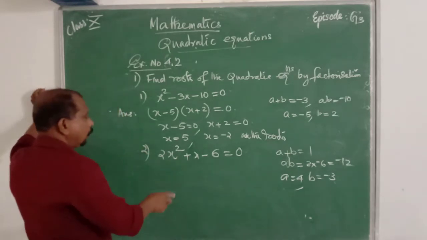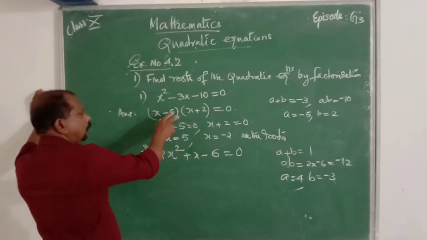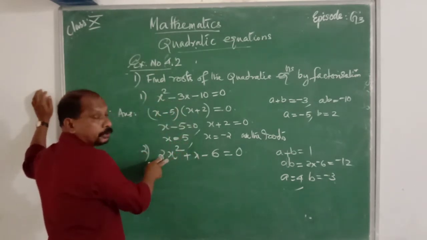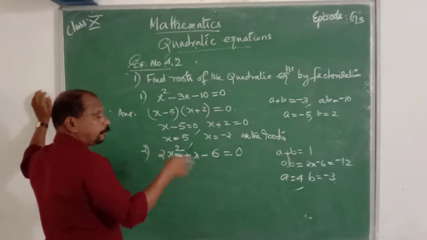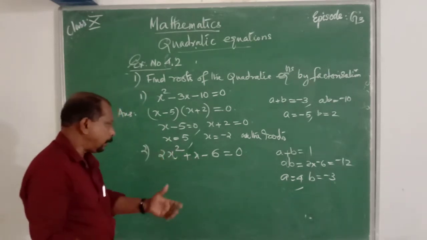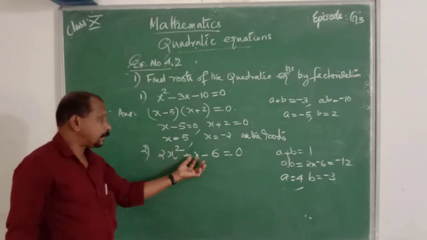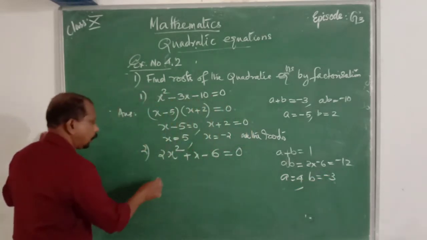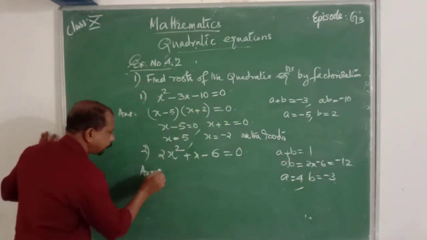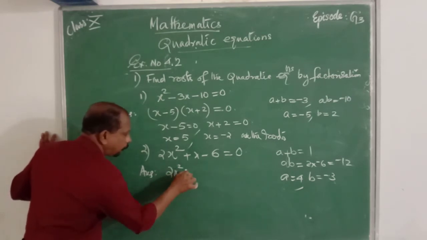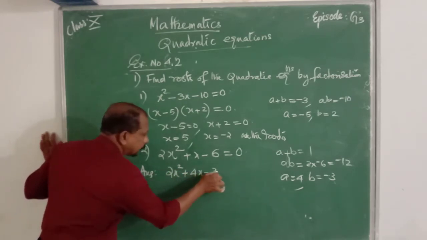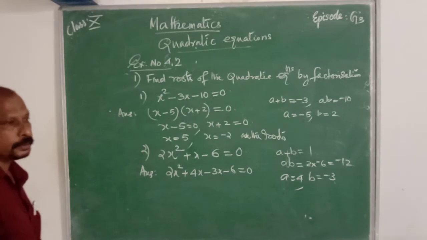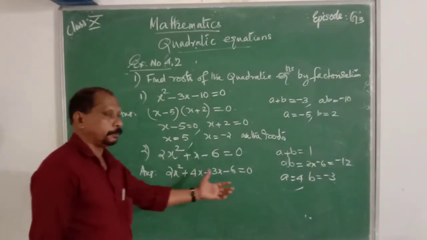In this type, we cannot find the factors directly, because the coefficient of x square is not 1, it is 2. Therefore, we cannot factorize directly. That means there are 3 terms. We can split the second term into 4x and minus 3x. Therefore, the equation is 2x square plus 4x minus 3x minus 6 is equal to 0. By splitting the second term, we get 4 terms.